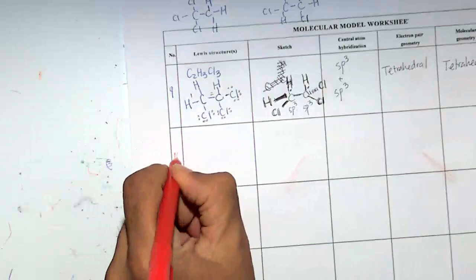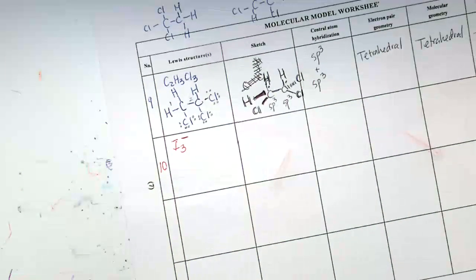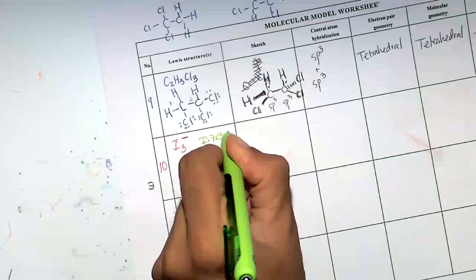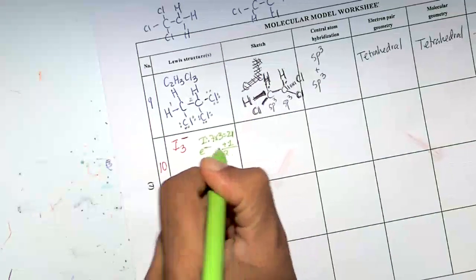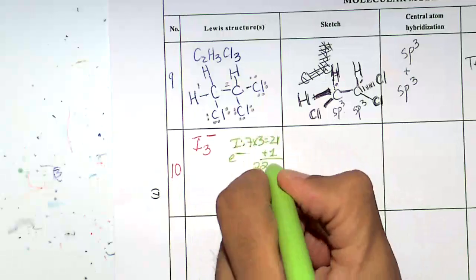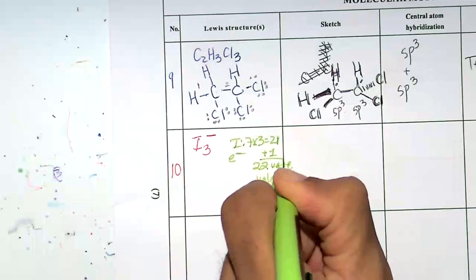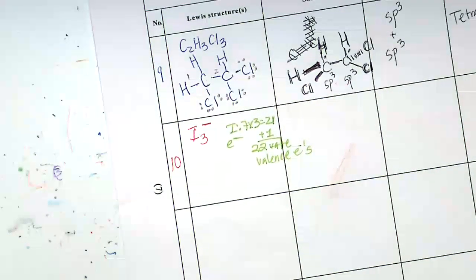All right, here's our last one. I3 minus. What is iodine happy at? Seven times three is 21. And what does that minus sign mean? So we need to get 22 valence electrons around I3 minus. So how will we do that?